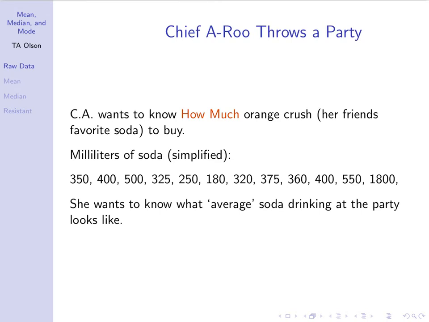In this case, Chifaru is going to look at a simplified version of her data about how much Orange Crush her friends wanted. So we're going to look at 12 data points, the first 12 that pop up. And she wants to know something about what an average amount of soda means at this party.